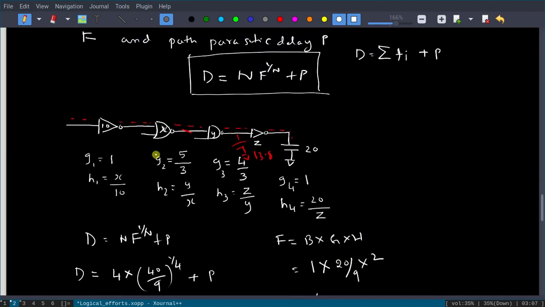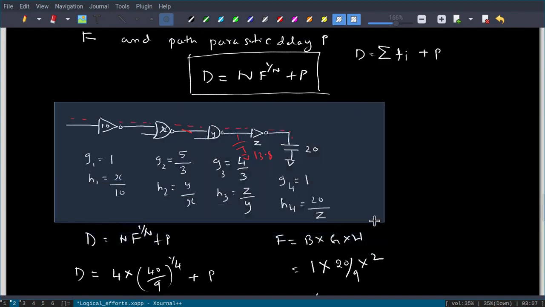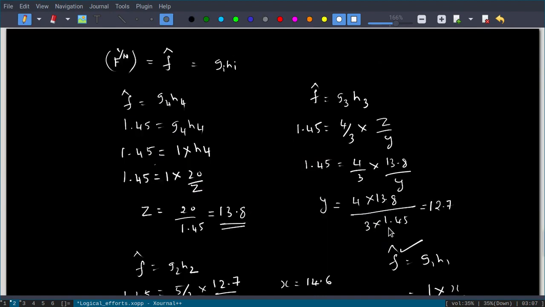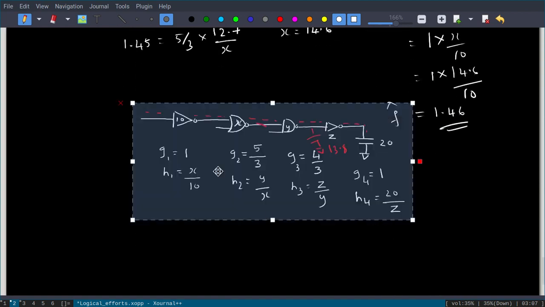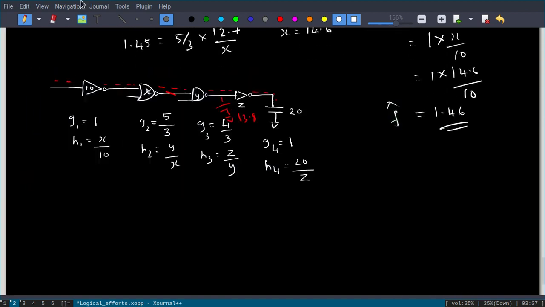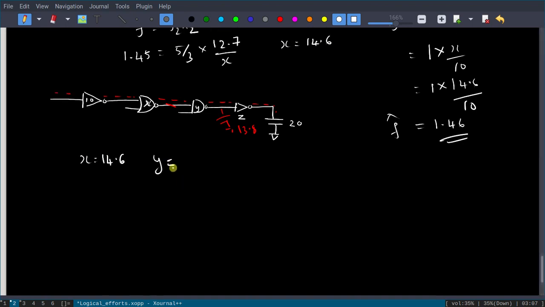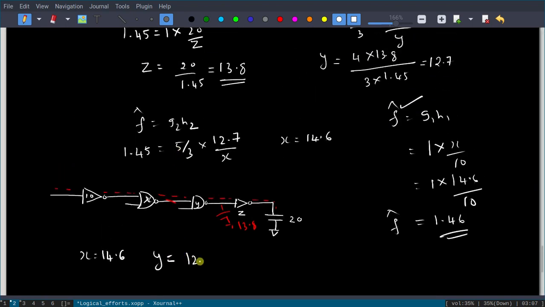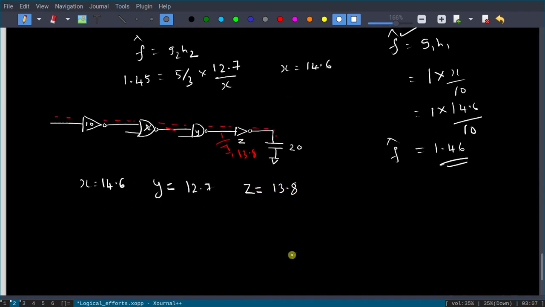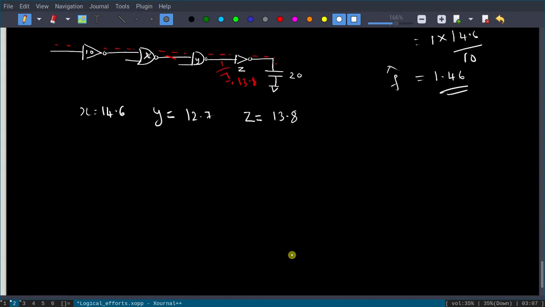The final step is we have to find the transistor size. So let me copy this first so that we can easily control C and control V. Okay, now what is pending, we have to calculate the individual gate transistor size. Okay, so let me write first. X is 14.6 and Y is 12.7, and Z is 13.8.